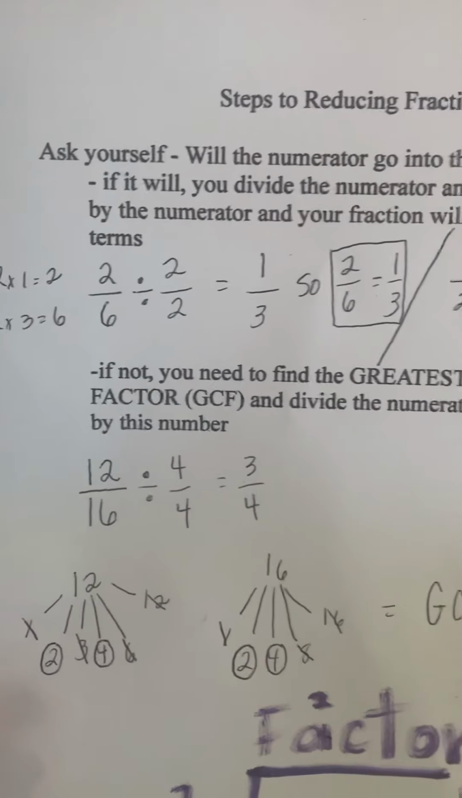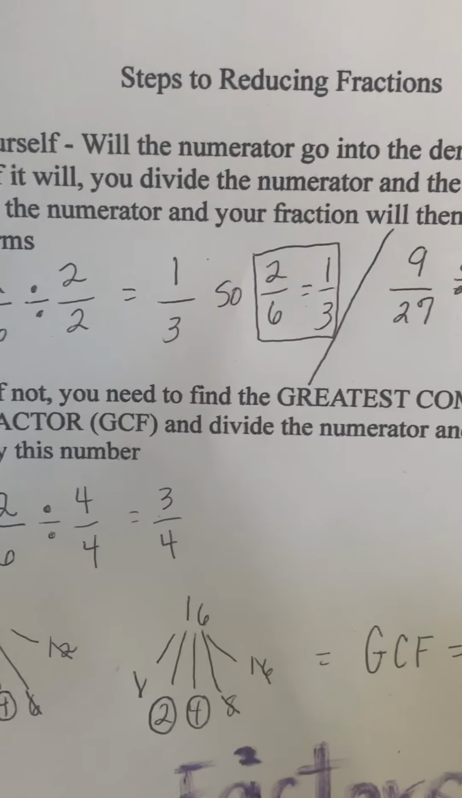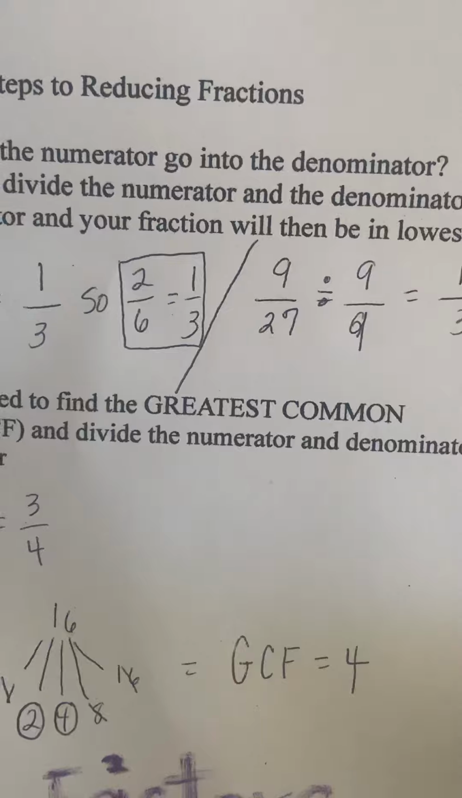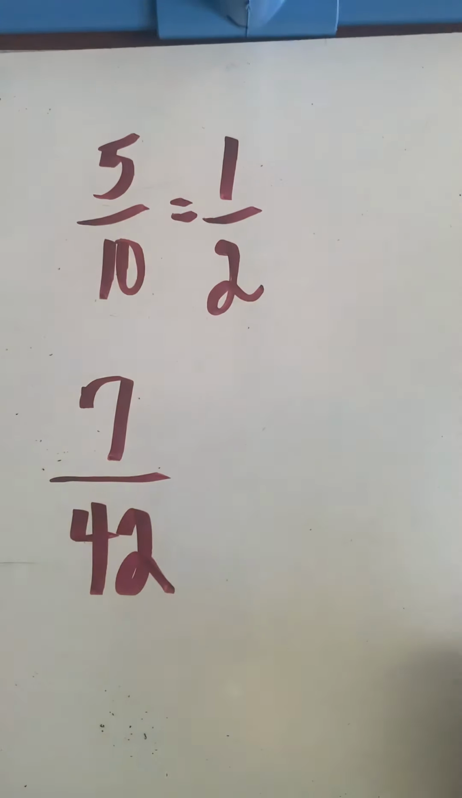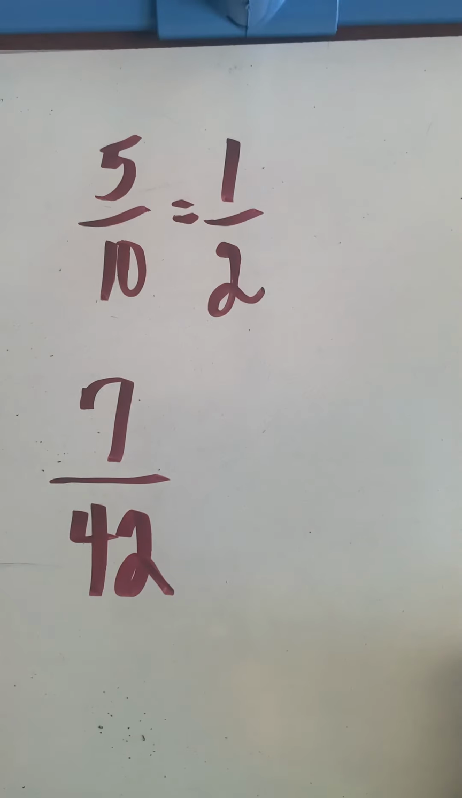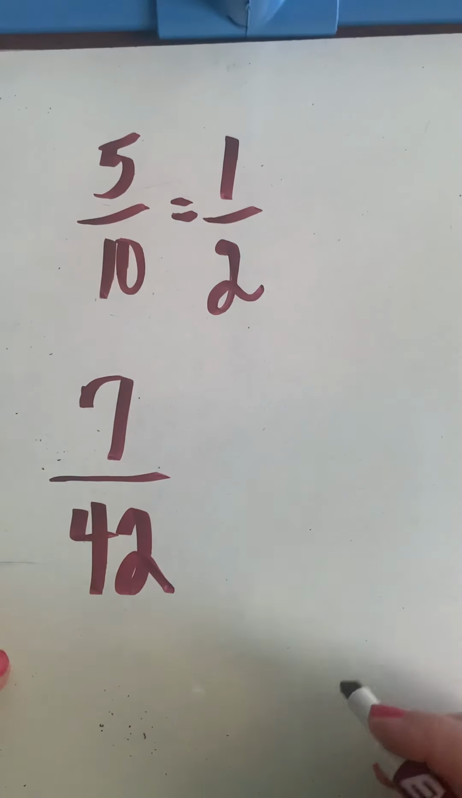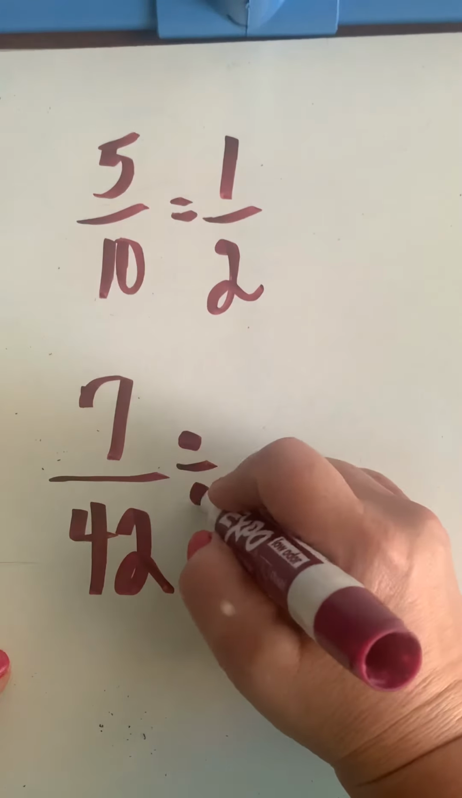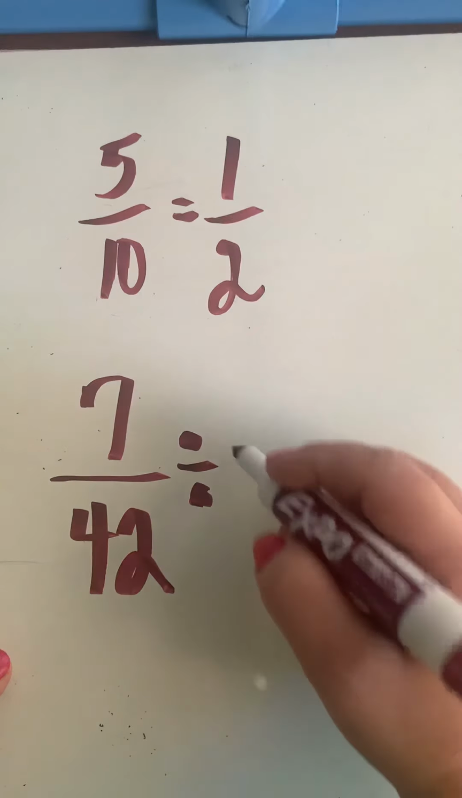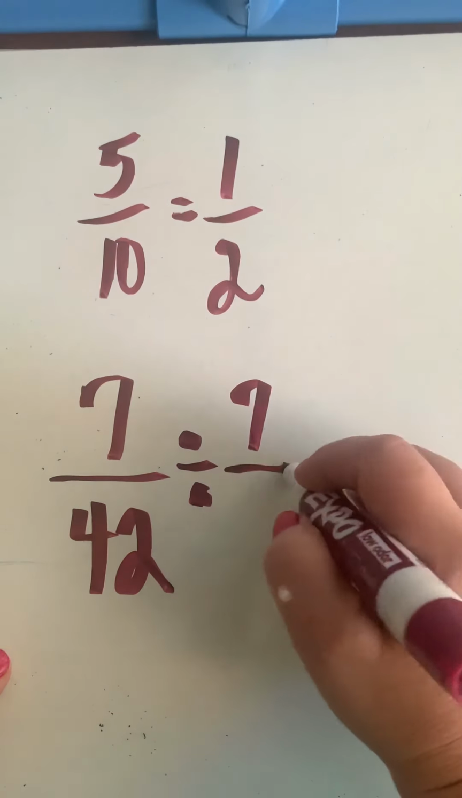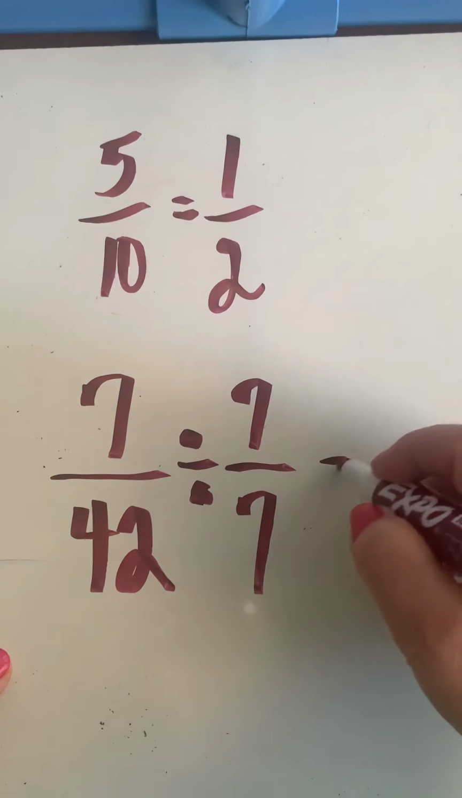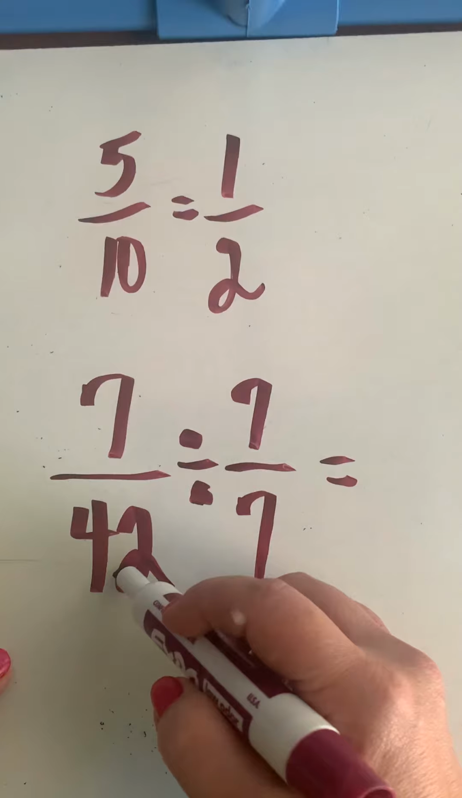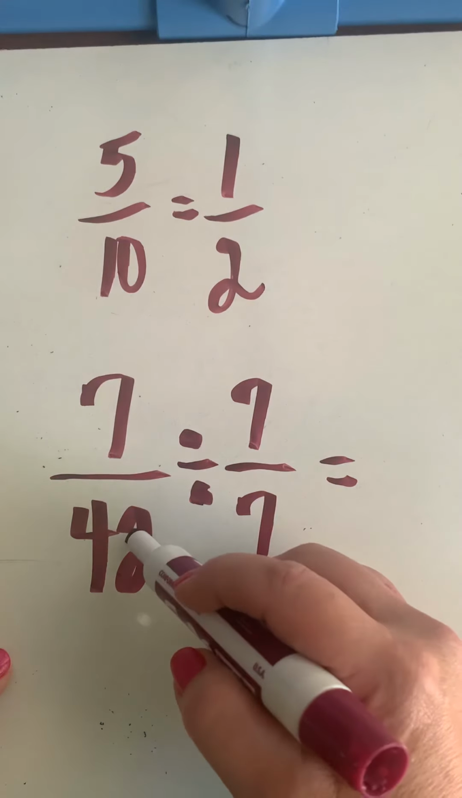The first thing, the steps to reduce fractions, is ask yourself, will the numerator go into the denominator? So we're going to ask ourselves, will 7 go into 42? Well, yes, if you know your times tables, we don't even have to look anywhere else, because we know that 7 times 6 is 42. So we're going to divide 7/42 by 7/7. Why? Because 7 will go into 42. 7 is a factor of 42.